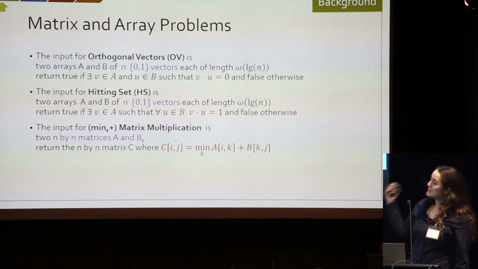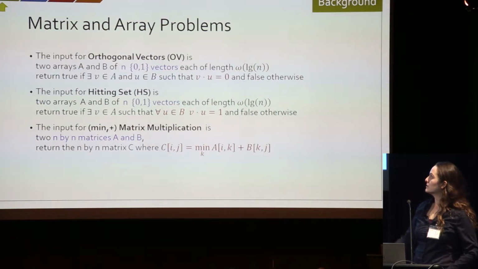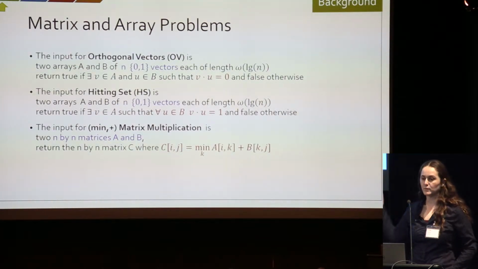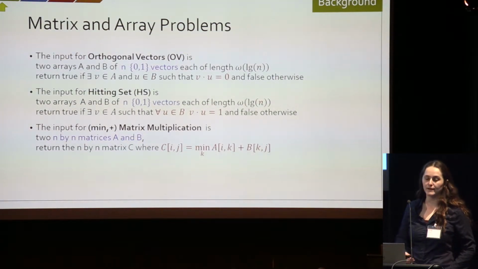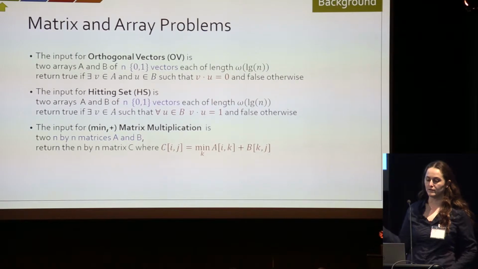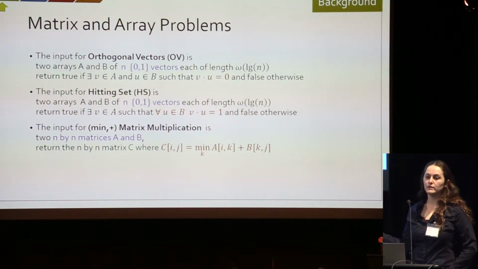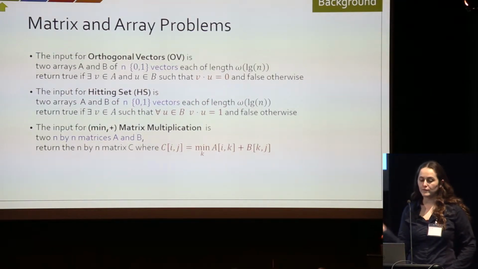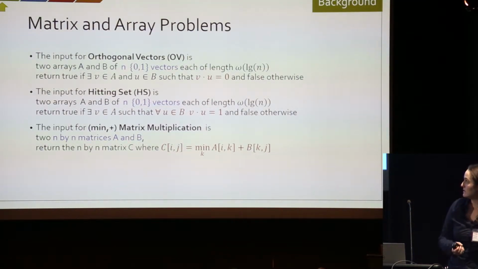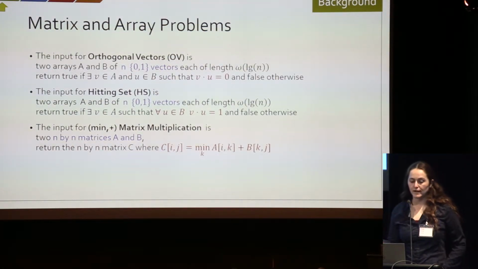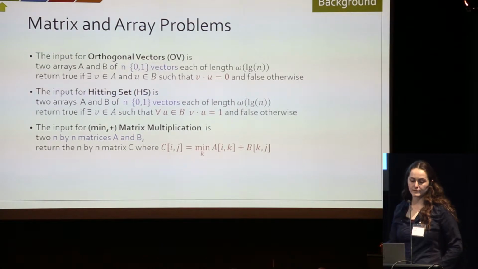We've also got a bunch of matrix and array problems that we need to talk about. So orthogonal vectors. In this problem, you're given 2 sets of n vectors. They're each of length a little longer than log n, say log squared n. They're 0, 1 vectors, and we want to know, are there 2 vectors that have a dot product of 0? Hitting set instead asks, can I find a vector in one of the lists that has a dot product of 1 with every single other vector?